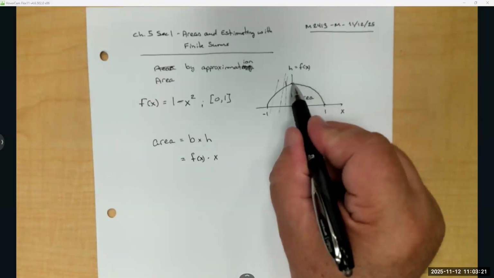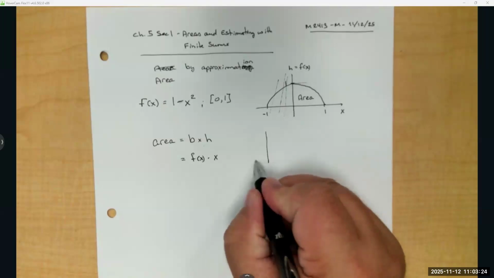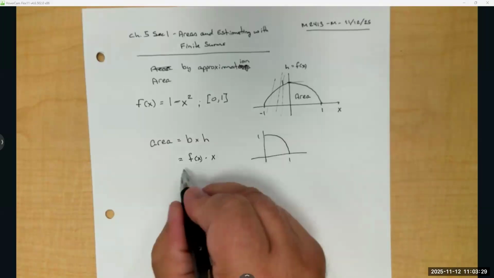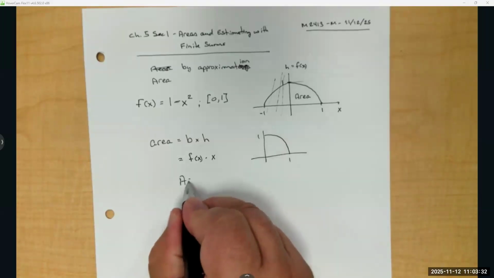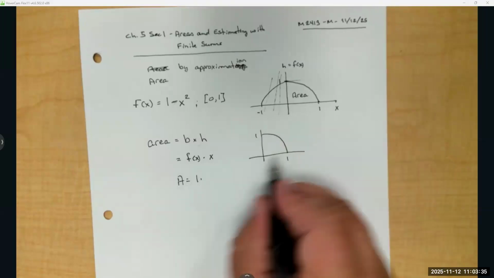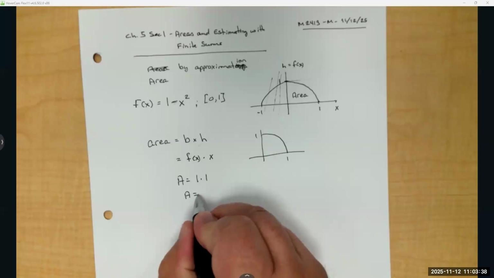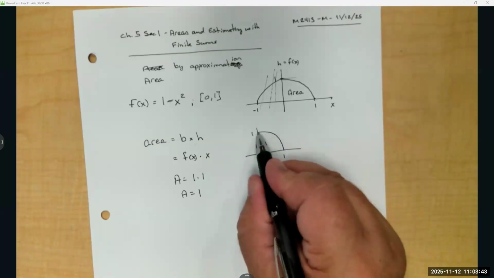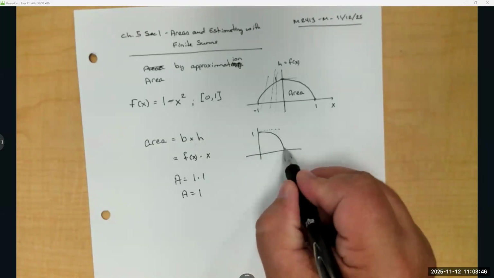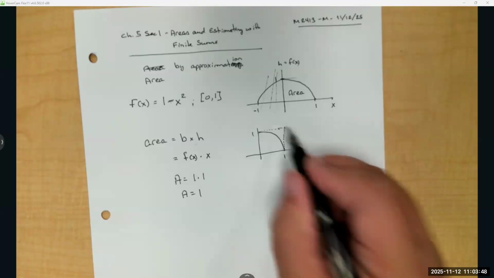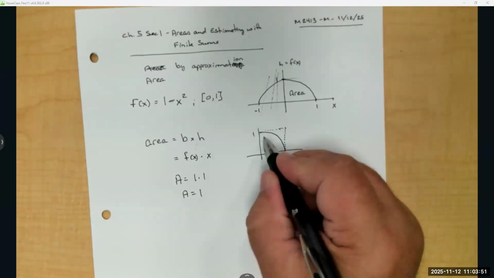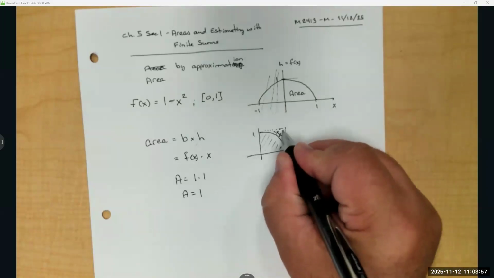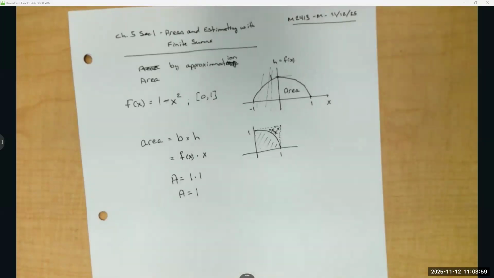But if we did this, the area of this curve, the height is 1 and the width is 1. So it's saying it's 1. But what that represents is this picture, this cube, this little box. But as you can see, the area under this curve is a lot less. So we have all this area here wasted. So how do we fix that?